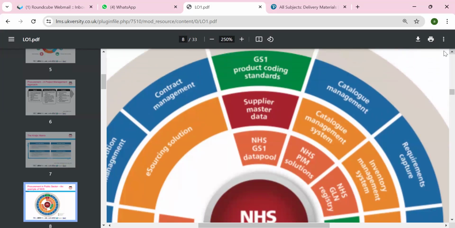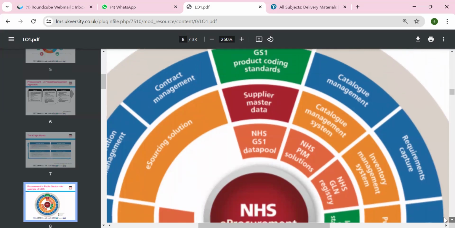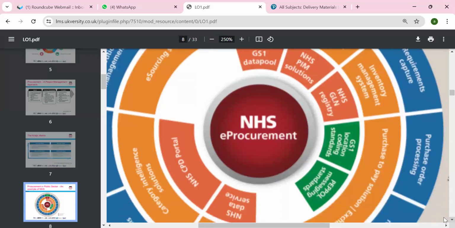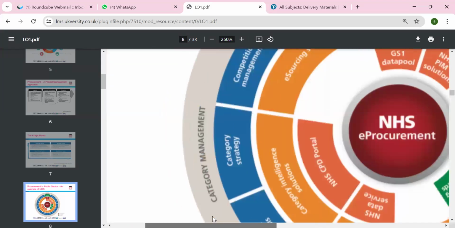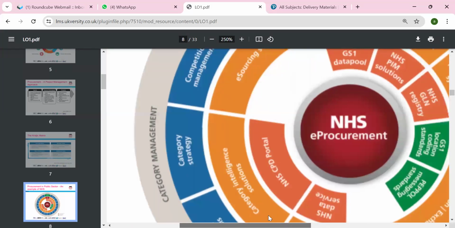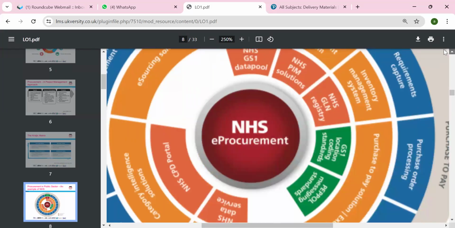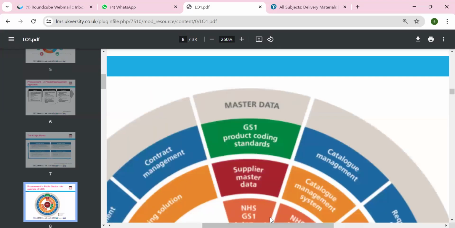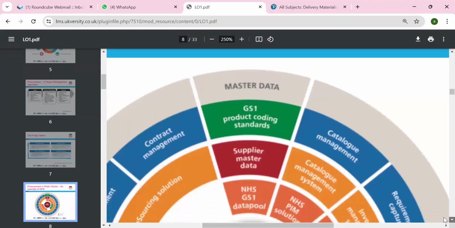Product coding standards, master data, catalog, requirement capture, inventory management system. These are all PIM, purchase processing, e-procurement. Yes, so we can look around all of these, so we can categorize the management system. So this is the whole mastering of data. Data is very important: raw facts and figures. Data leads to information, and information is knowledge.